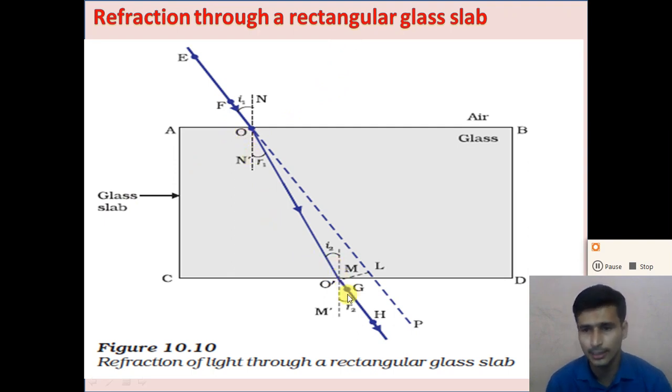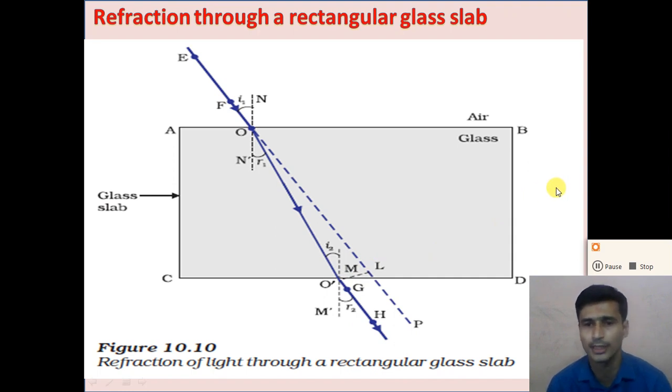Now at the point O dash the ray of the light again travels from the glass to the air medium, so again it changes its direction and goes towards the ray GH. So here the incident ray EF and emergent ray GH both are in the same direction but somehow shifted. How much shifted? Shifted by a M into ML line, right. So this distance is called the lateral shift, right.